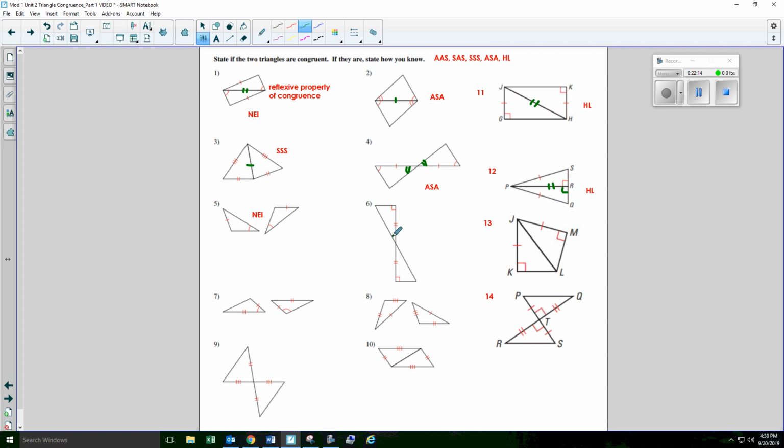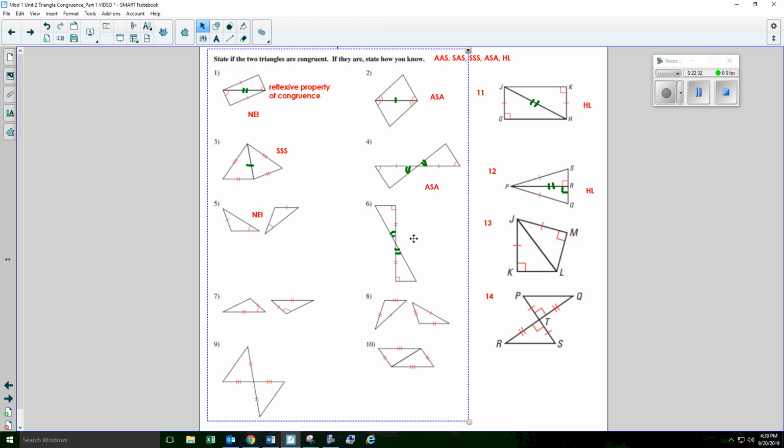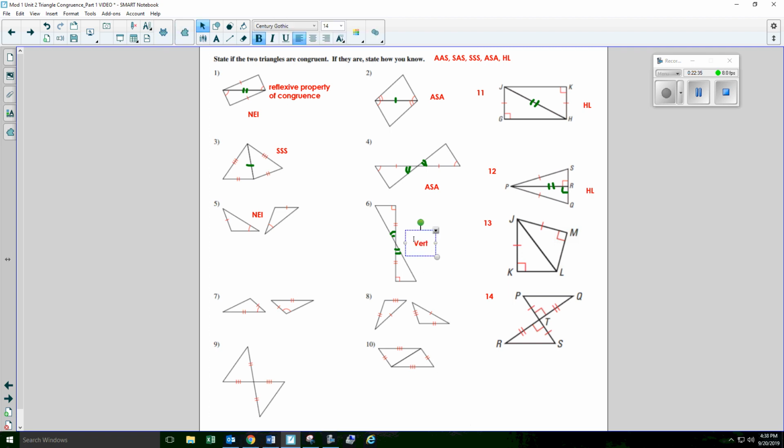Here we see we have vertical angle theorem. Trying to get the pattern here. These are the 2 main ones that you're looking for. Either vertical angle theorem there, or if they share a side, reflexive property of congruence. They are used heavily in your proofs. Don't forget these. Next class, we'll do proofs. These will be our justifications. So again, that's vertical angle theorem. I didn't write it last time. You don't have to write it here. I'm just pointing it out to you so you see it.